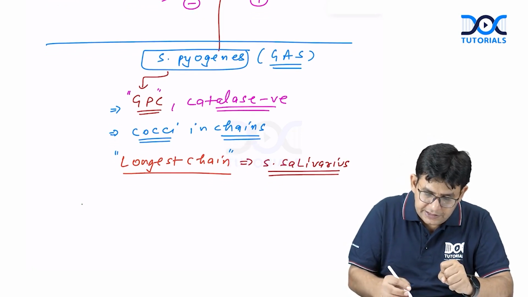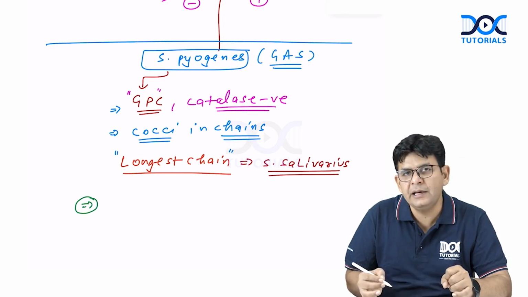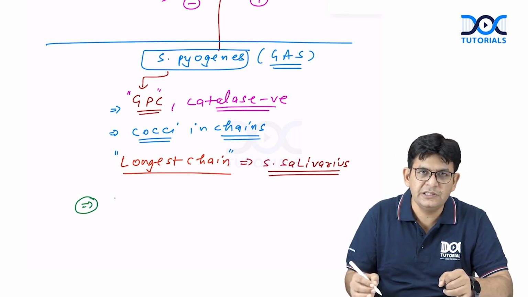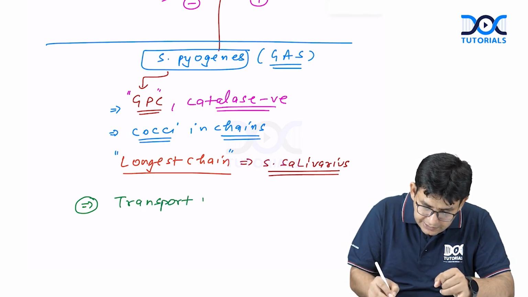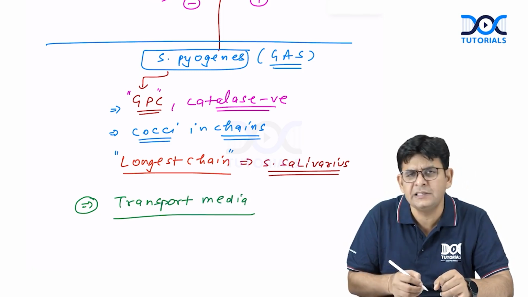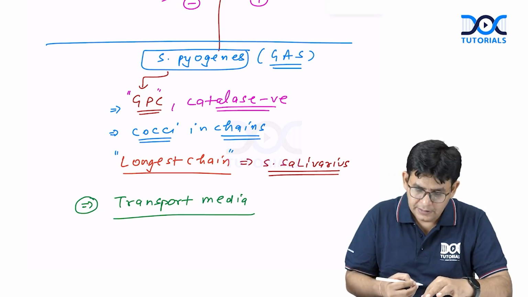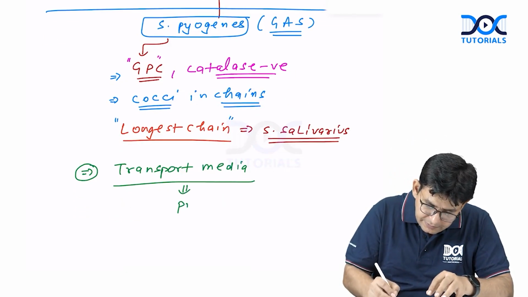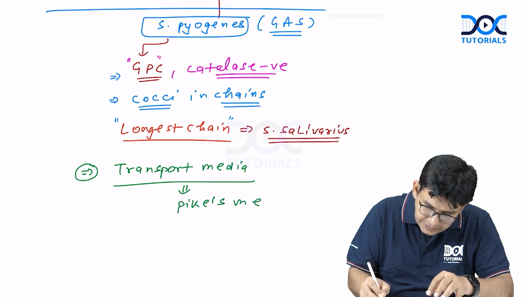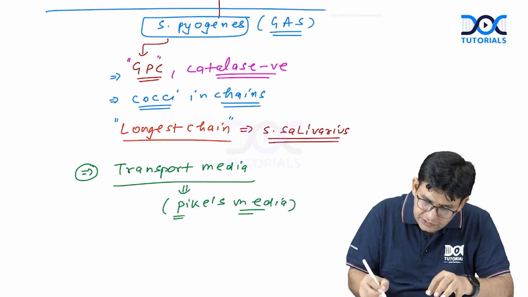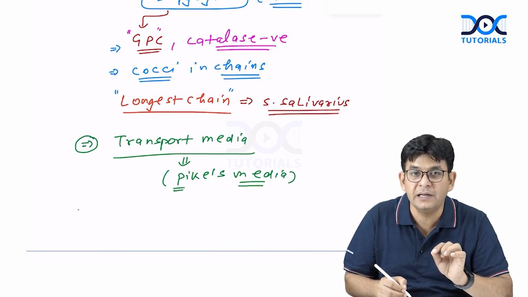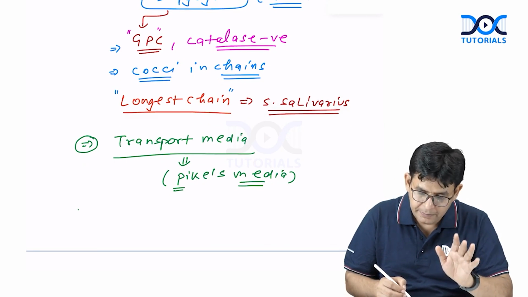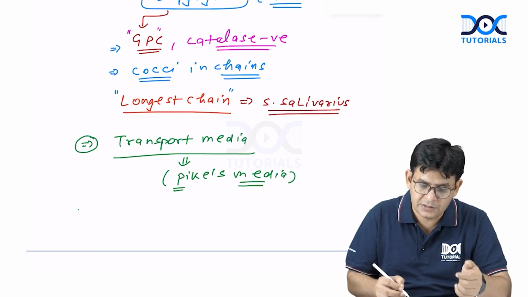Coming back to Streptococcus pyogenes. If somebody asks you how you collect the sample and where you keep it: if a patient is suffering from pharyngitis, you take the throat swab and put it in a transport media. The name of the media is Pike's media. Transport media, I already told you. What is the meaning of transport media? Which maintains the viability of the organism but does not allow multiplication. That is termed as Pike's media, the transport one for Streptococcus pyogenes.